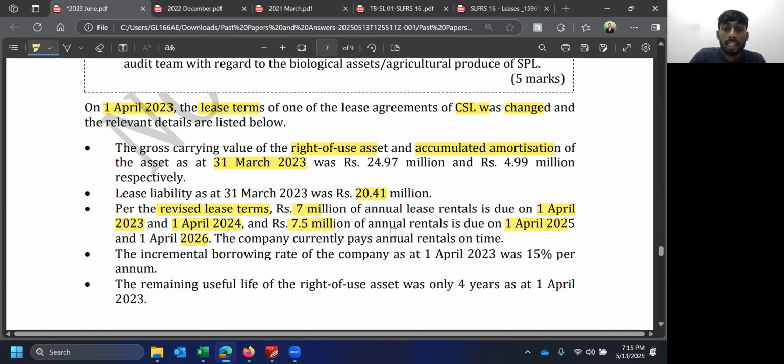The company currently pays annual rentals on time. That means this is rent paid in advance. Why? All the payments are due on 1st April. That means at the year beginning. That means payments are in advance. Clear? The incremental borrowing rate as at 1st April 2023 was 15% per annum. The remaining useful life of the right of use asset was only 4 years as at 1st April 2023.